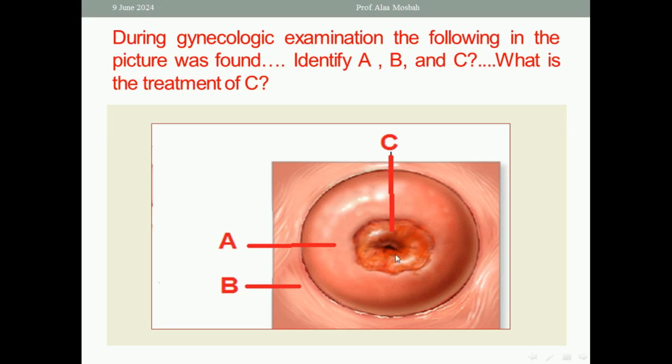So laser therapy or electrocauterization or cryotherapy or medical treatment, all of these are lines of treatment of cervical ectropion if the patient is symptomatic and after you exclude the infection with chlamydia and gonorrhea and the cervical intraepithelial neoplasia, CIN, by doing pap smear and colposcopy.